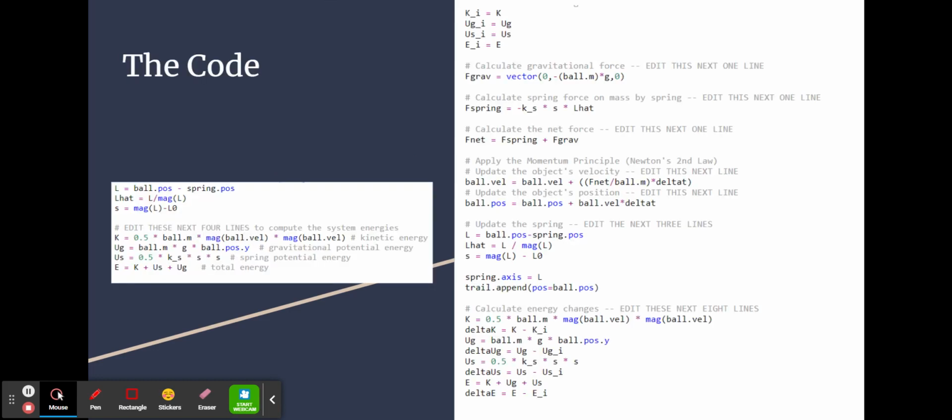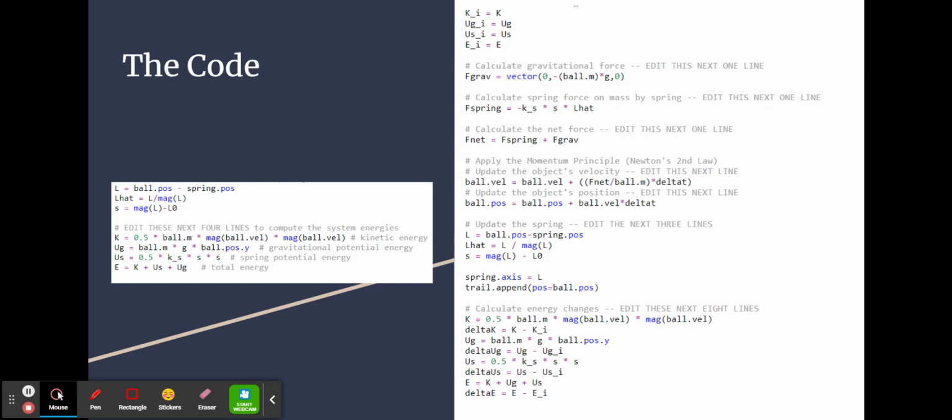Now we can look at the code. If we look at the code, we can see in our initials we have defined our L, which is just going to be our ball position minus our spring position. We can find its magnitude by dividing, and then we can get our change in s. And we can also plug our energy equations into the code by just stating what kinetic, U gravity, and U spring are going to equal, which will make our energy equation work.